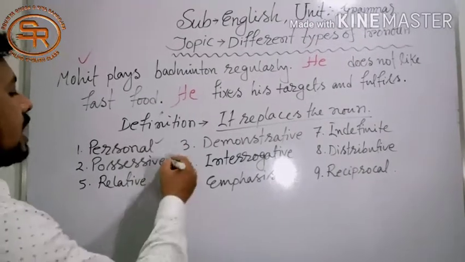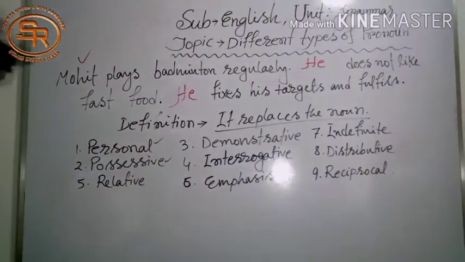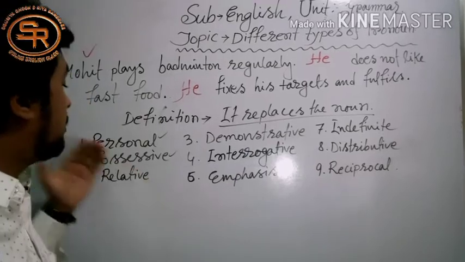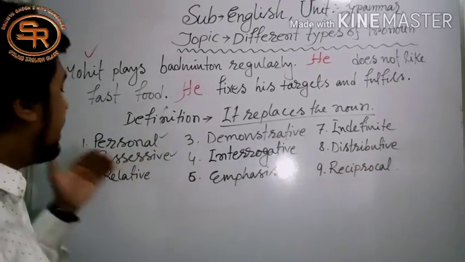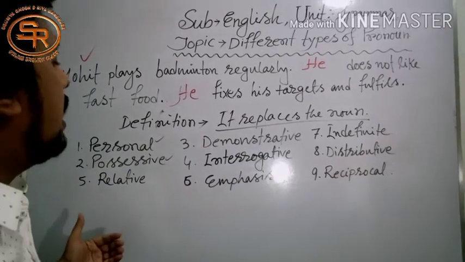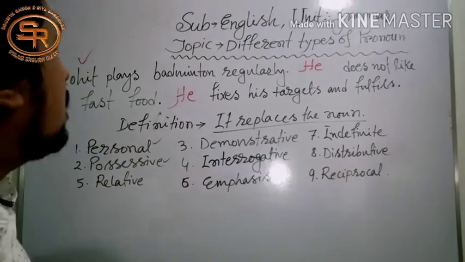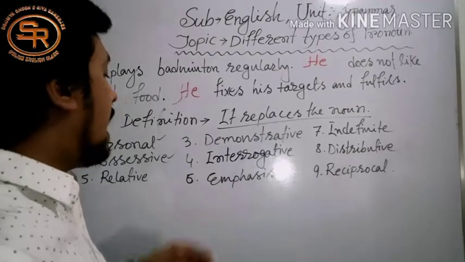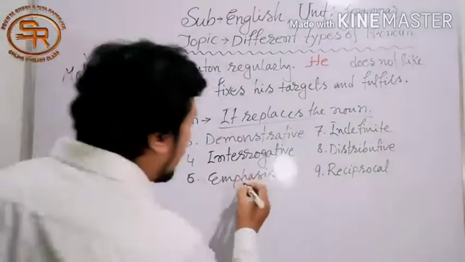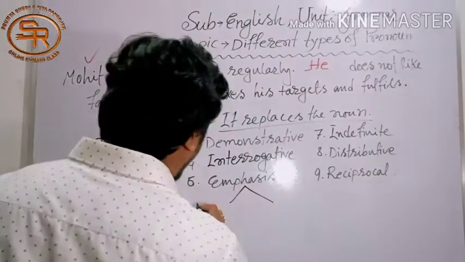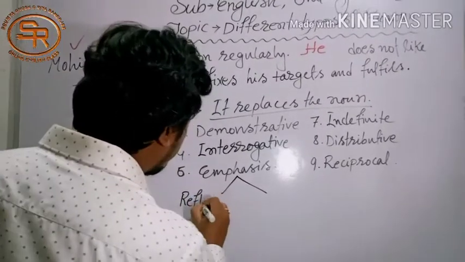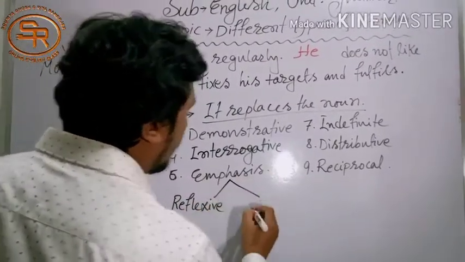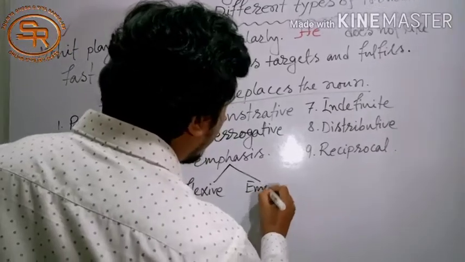First we'll come to personal and possessive pronoun, and there we also have to define the possessive pronoun and possessive adjective. Then we will go gradually, and we also have to show the difference between the interrogative pronoun and the relative pronoun. And then we have 2 parts in the emphasis pronoun. One is reflexive and one is emphatic.